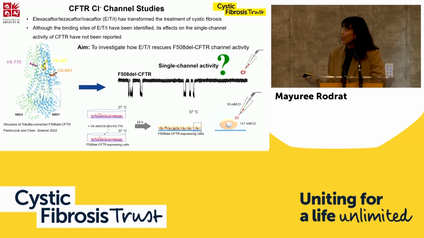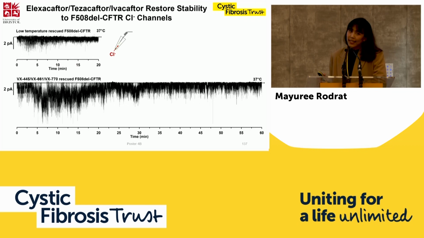To do so, we treated F508del CFTR expressing cells with ETI for 24 hours at 37 degrees C and performed single-channel patch clamp experiment using excised inside-out membrane patches. As a control, we studied F508del CFTR rescued by low-temperature incubation. Here's the data. The recordings were made at 37 degrees C using excised inside-out membrane patches. Y-axis is current amplitude, and x-axis is time.